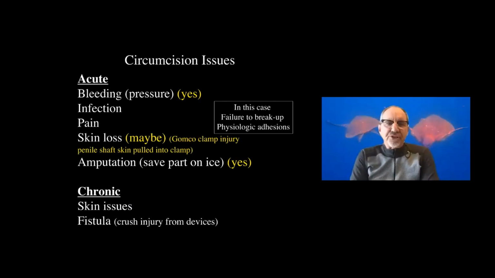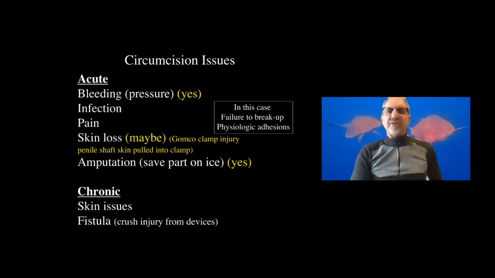So, circumcision issues. Bleeding, I think, is the most common, as we all know, and pressure, silver nitrate, and the occasional stitch. Obviously, bleeding after a circumcision is a big nuisance, so we take every precaution. Again, basically technical issues. Infection, rare. Pain, rare. Skin loss, that definitely happens, and those are the ones that we often revise. This is from a Gomco clamp injury where the penile shaft skin was pulled into the clamp. And again, this occurs because the physiologic adhesions were taken down. That's what I find the most common when you get these injuries that are a little more severe.